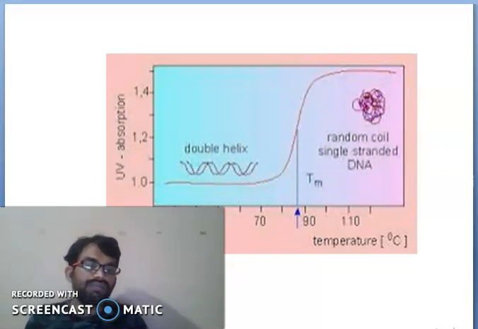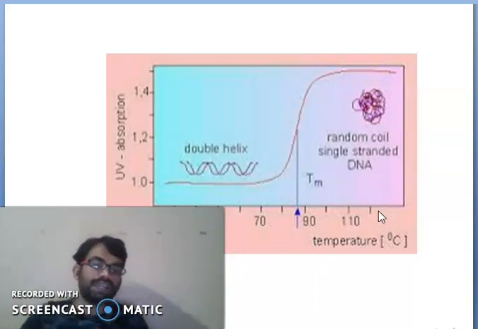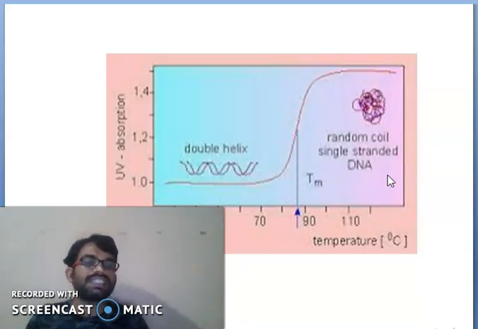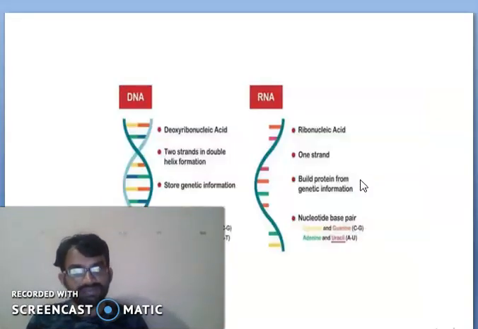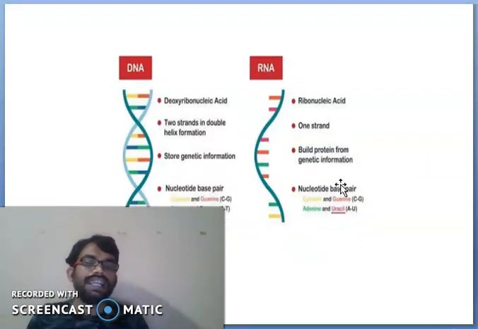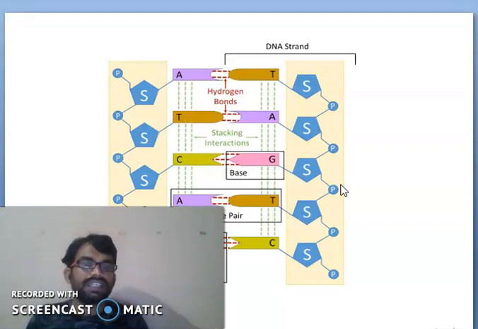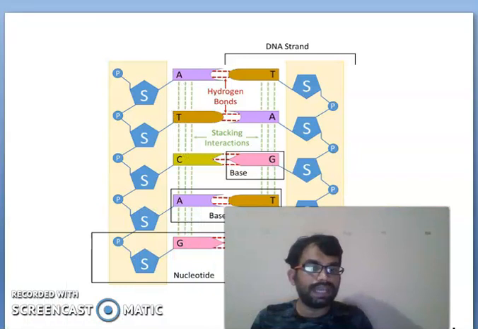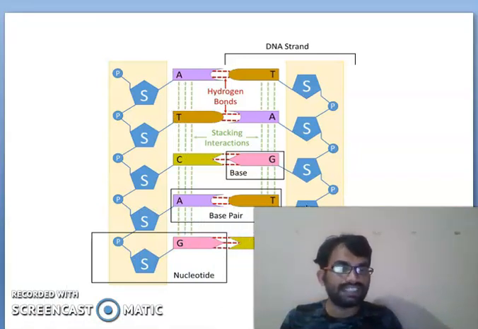You can see how, when we move from lower temperature to higher temperature, above 90 degrees Celsius, the random coil will convert into single stranded DNA. And then this is the DNA molecule and this is the RNA molecule. Now you can see the DNA strands, hydrogen bonds and base pair bonds, and what the nucleotides, sugar molecules and phosphate are.